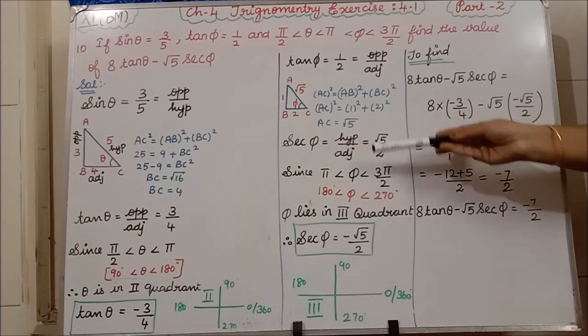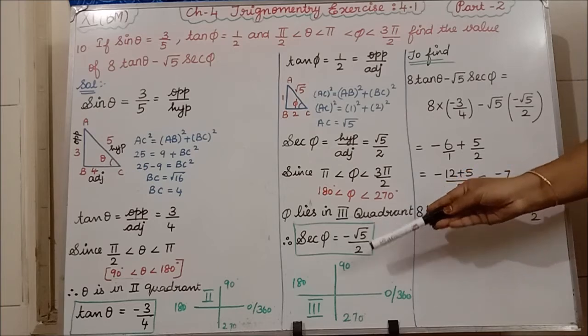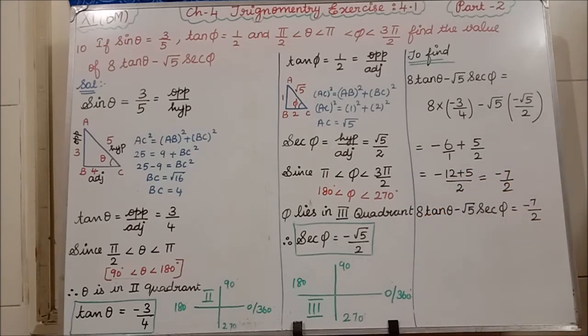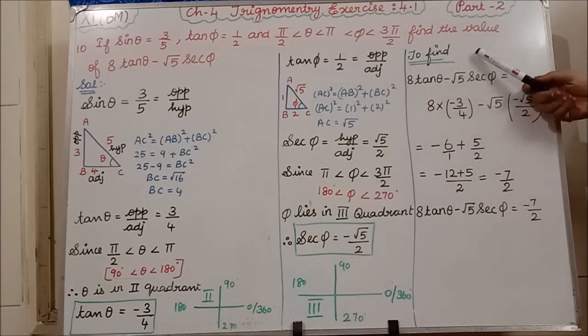Secant phi is equal to minus 5 by minus root 5 by 2, we have to write, because secant theta is not positive in the third quadrant. Okay, now find the value of what they are asking. 8 tan theta minus root 5 secant phi is the answer they are asking.